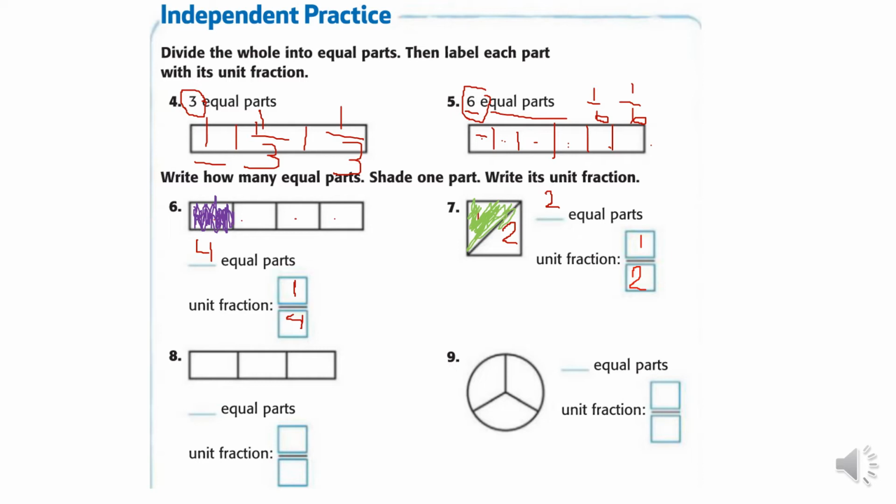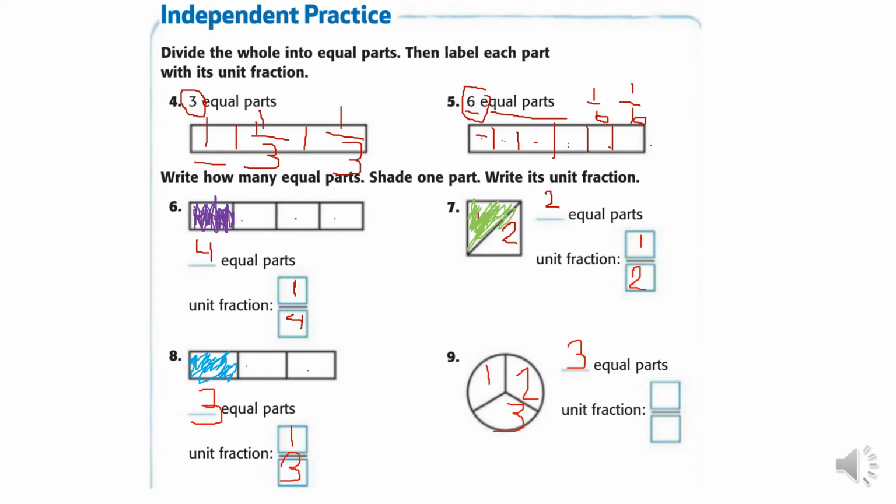So let's see number 8. Let's see how many. 1, 2, 3 parts. 3 equal parts. And the unit fraction, let's see. 1. Sorry, I forgot to color again. I'm gonna color it with blue. I'm gonna shade only one part. Yes, and that's it. The unit fraction is gonna be 1. How many parts do we have? 3. 3 equal parts.